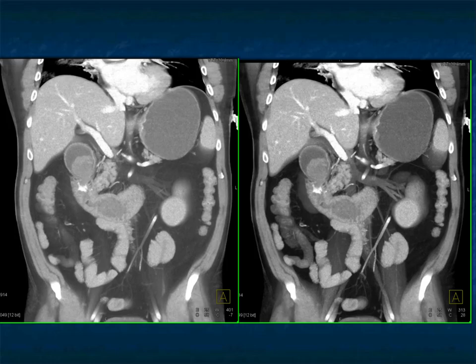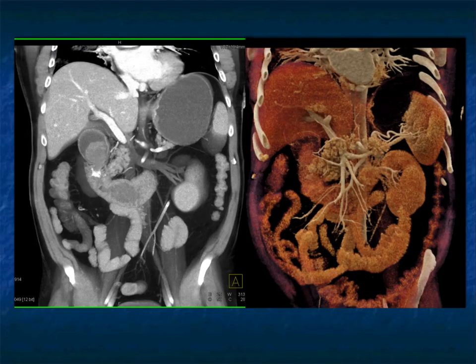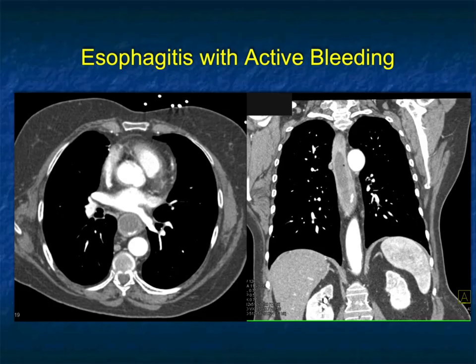I do find the coronal views, particularly in stomach, as well as duodenum and small bowel, a little bit easier. I think at times things can be overlooked on the axial, but they're not overlooked on the coronal view. And here we go from the volume rendering to cinematic rendering.